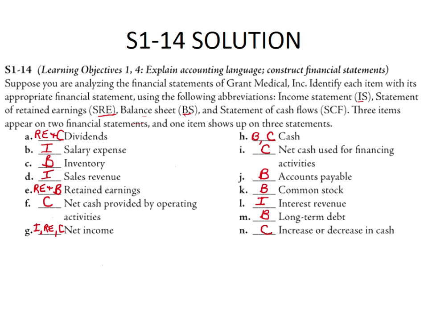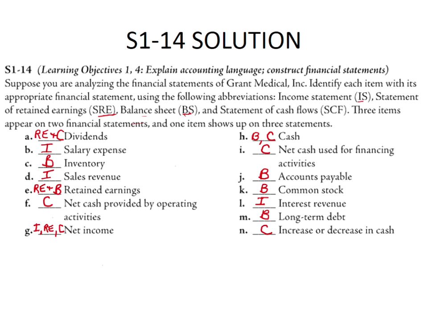Okay, so let's see. As we run through these, dividends is on the retained earnings statement and the cash flow statement. Salary expense is on the income statement, is an expense. Inventory is an asset, so it goes on the balance sheet. Sales revenue, that's the very first line of an income statement. Retained earnings show up on the retained earnings statement and the balance sheet.